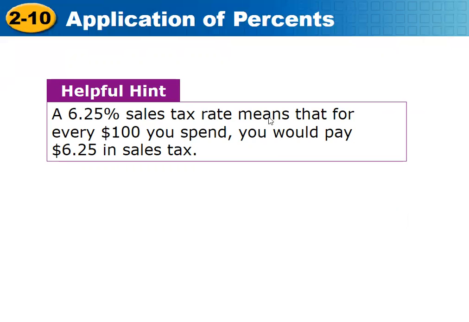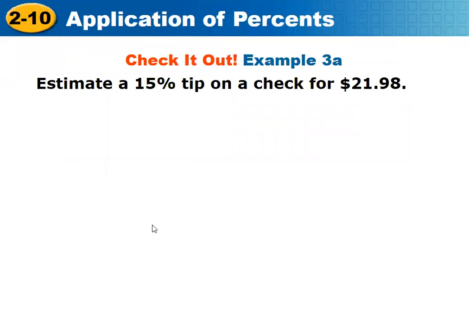A 6.25% sales tax rate, what does this mean? If you want to translate this into fractional form, it will be 6.25 over 100. Then a 6.25 sales tax rate means that for every $100 you spend, you would pay $6.25 in sales tax.